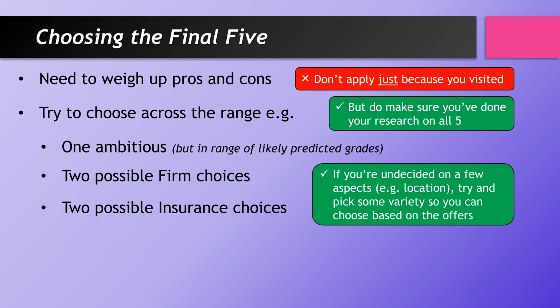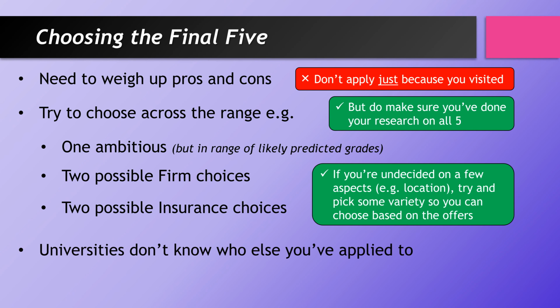And if by the time you get to January you're a bit undecided on a few things, like where you want to go in the country, try and pick some variety. If you pick 5 London universities and you decide that actually that's not what you want, well, you're obviously in trouble. Whereas if you pick a couple of different options, ideally you get offers from all of them or some of them, and you get to choose later on. So leave some variety unless you are fixed in your choices.